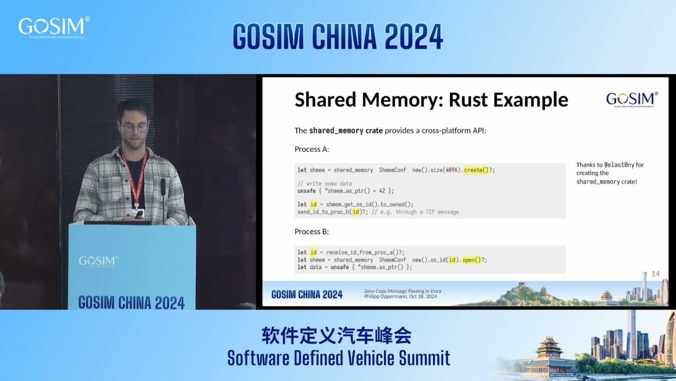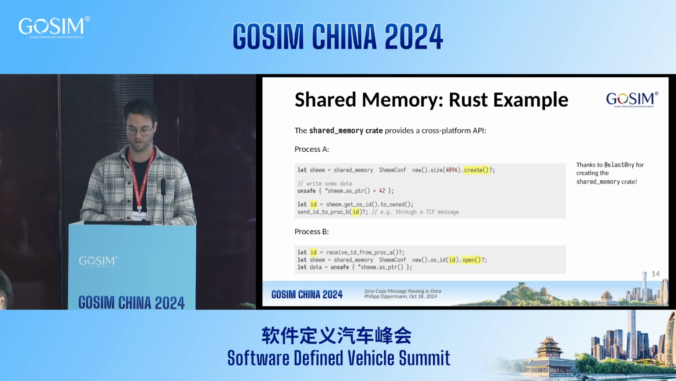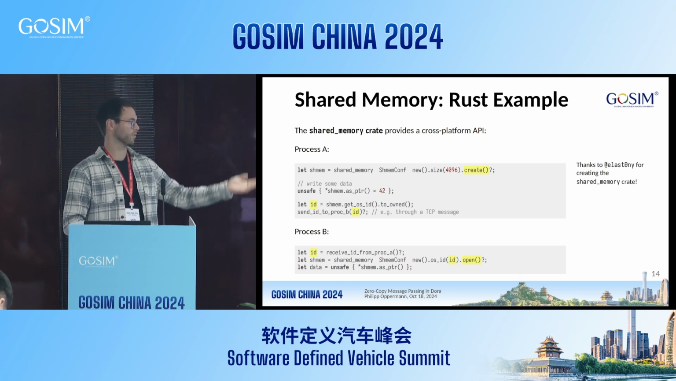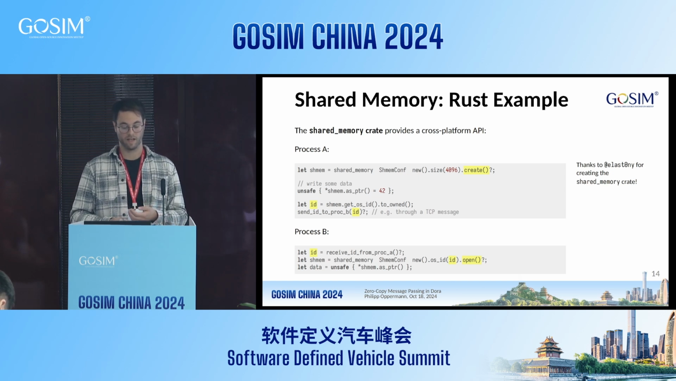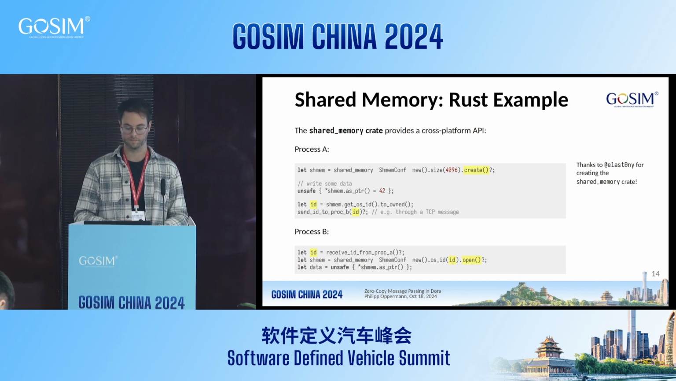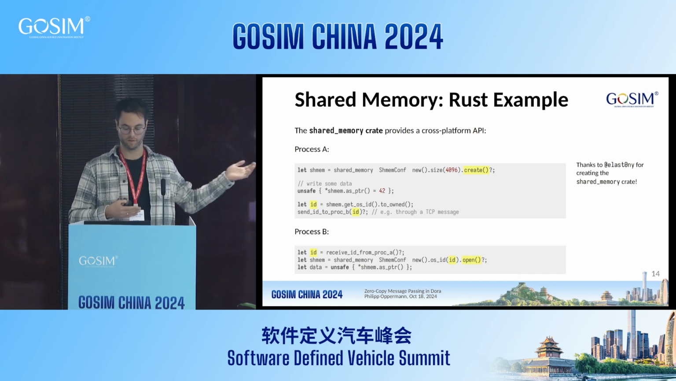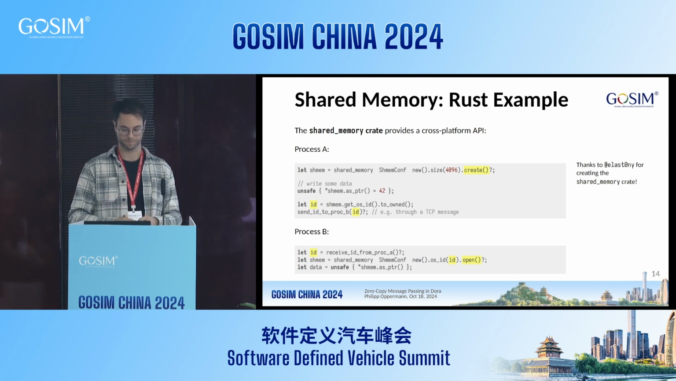Quick code example in Rust. In Rust, we have the nice shared memory crate, which abstracts the platform differences away, but it does essentially that. We first create a shared memory region with a certain size, and then we write some data in there, and then we get this OS ID, which is like the file descriptor ID, and can send it to a different process, and process B is the receiver in this case. After receiving the ID, they can map it into their own address space and read the data.